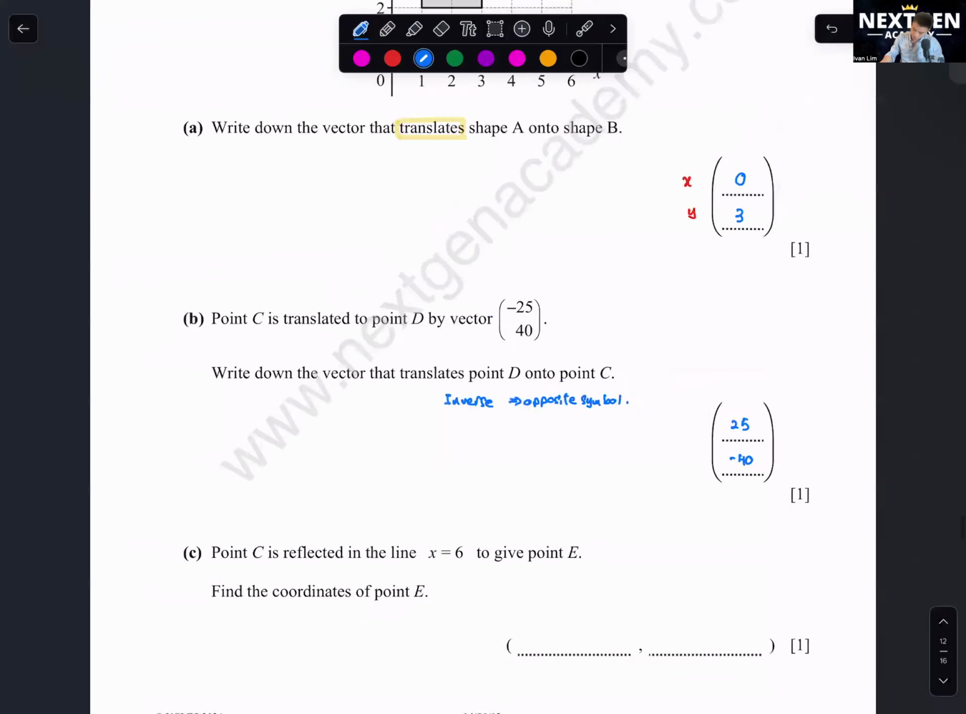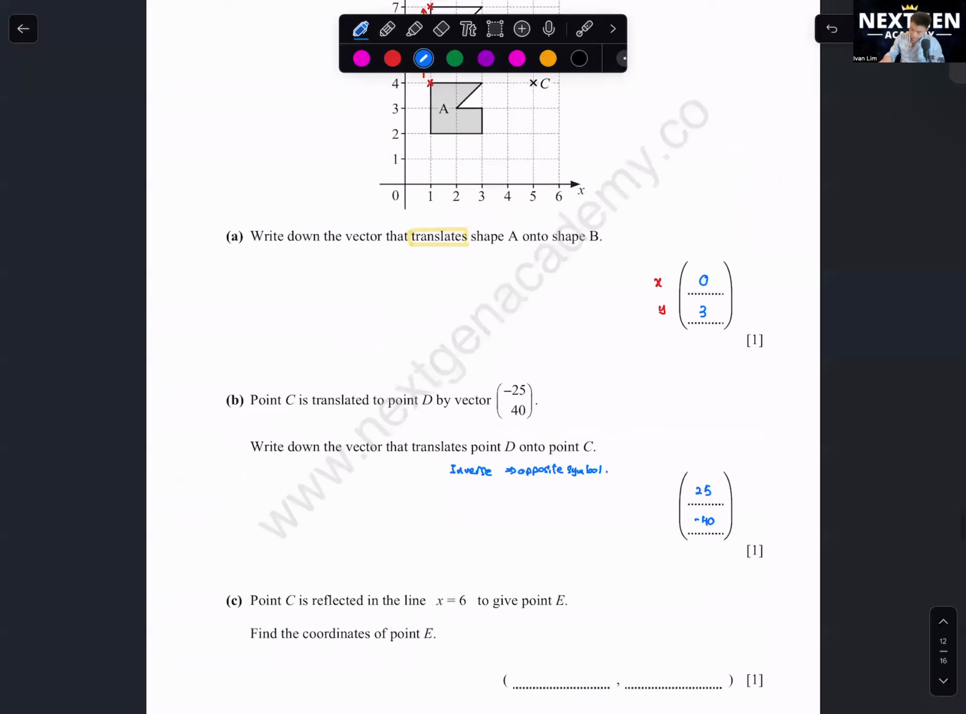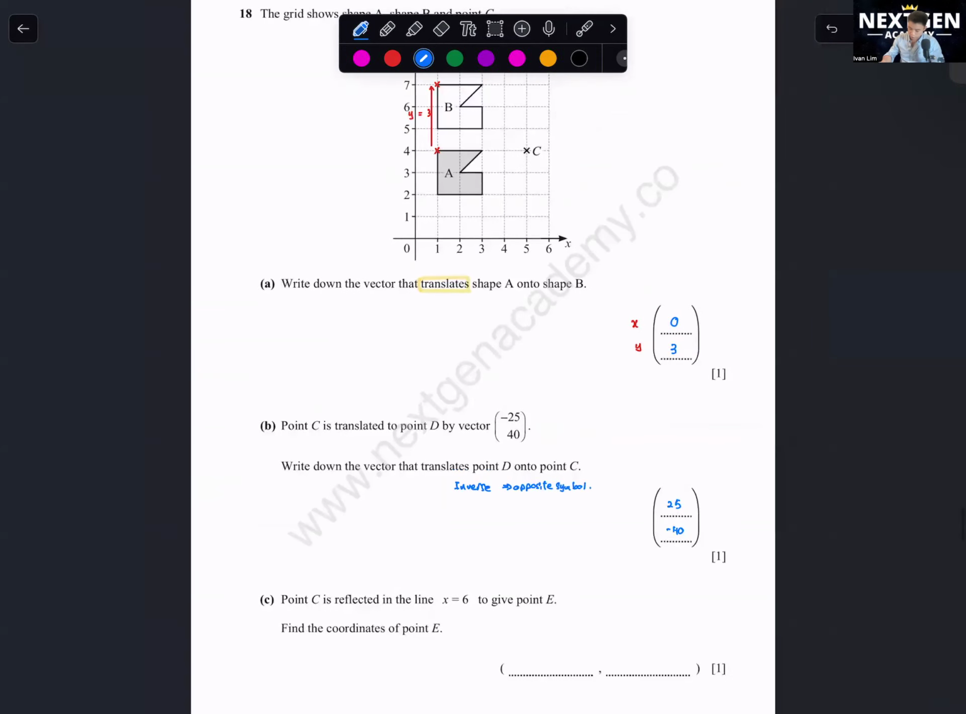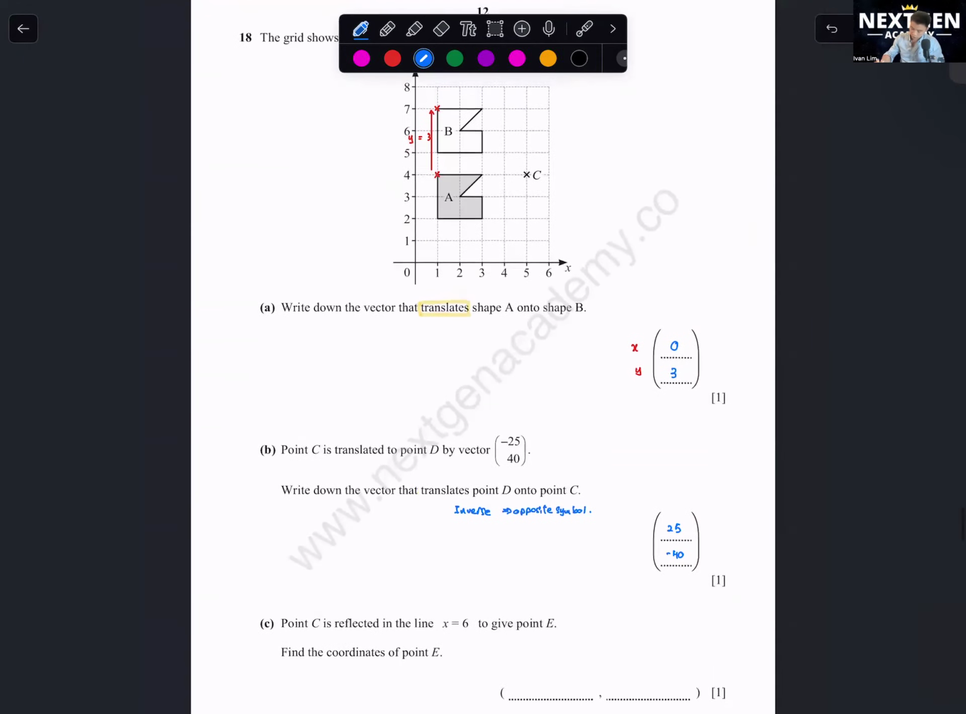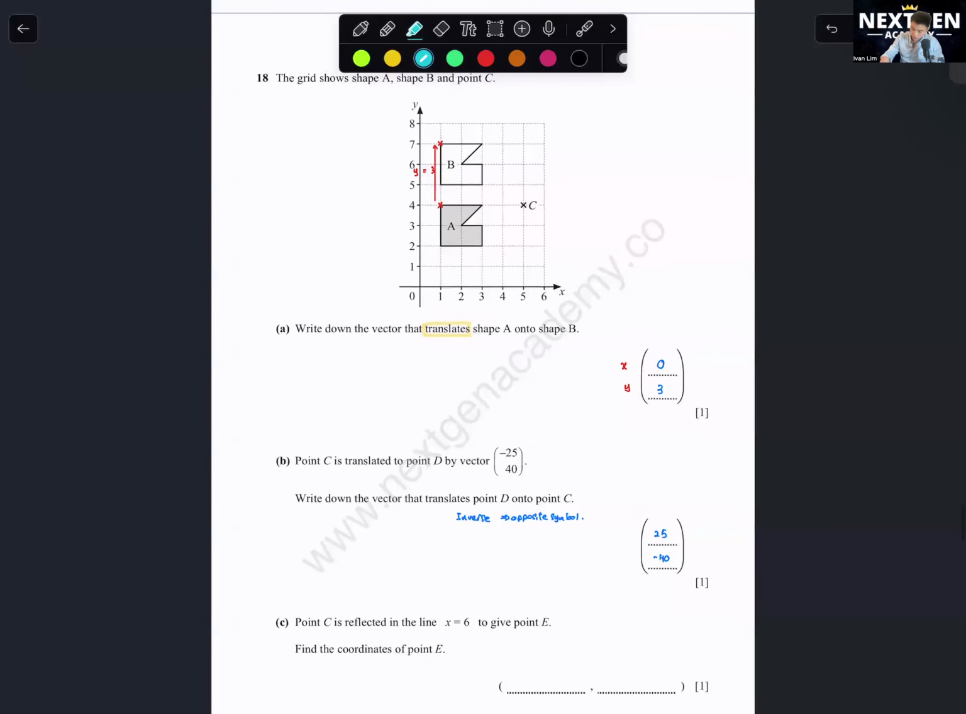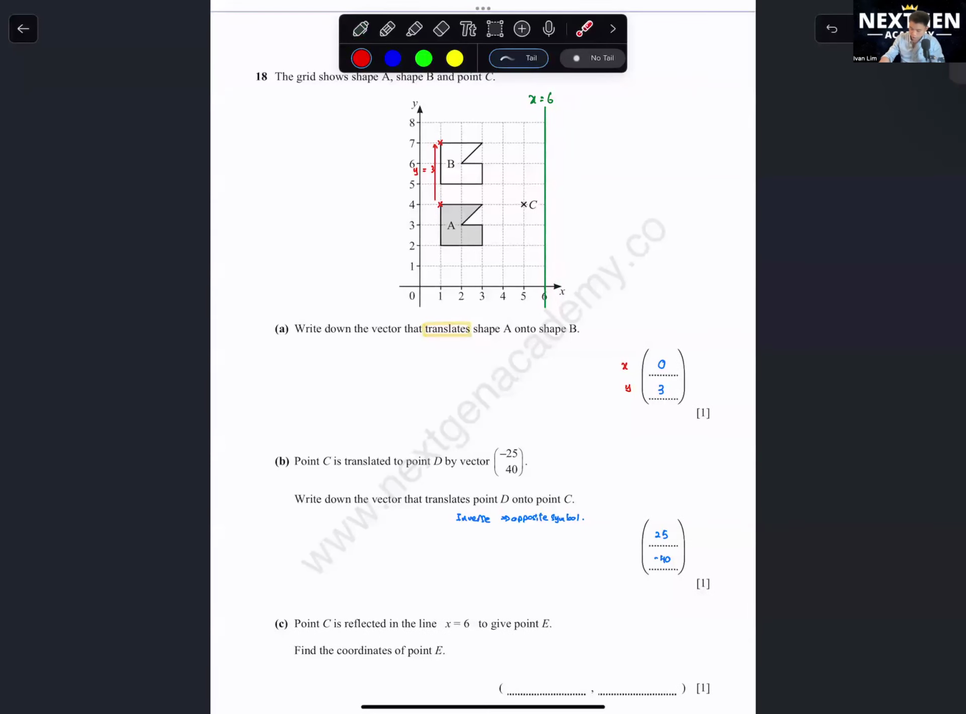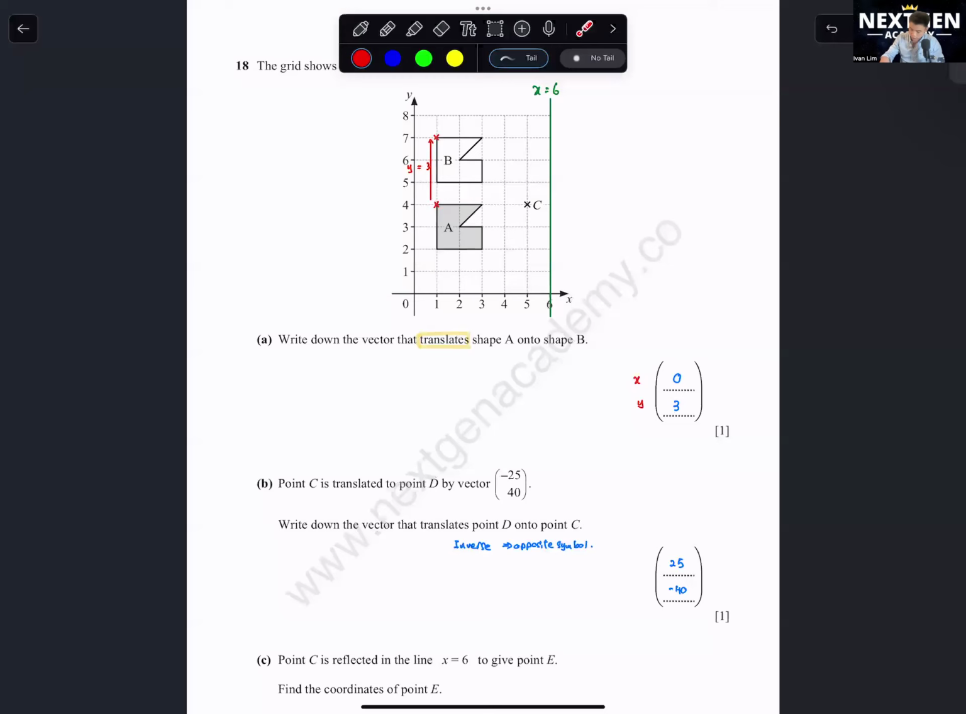Okay, the last one. Point C is reflected in the line x equals 6 to give point E. Write down the coordinates of point E. Okay, reflection means if you have a mirror at x equals 6, so let's say x equals 6 is here. Just now we learned on straight line x equals 6. Where is the reflection of this point? Point E will be over here.